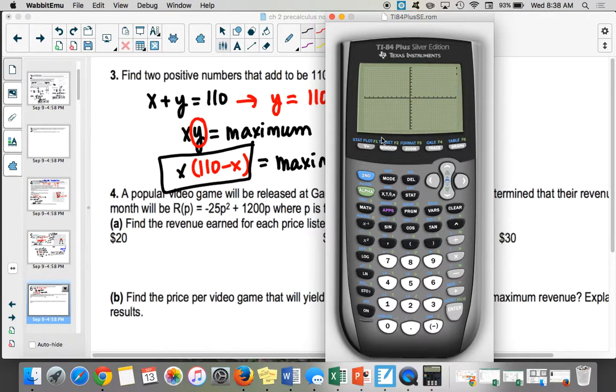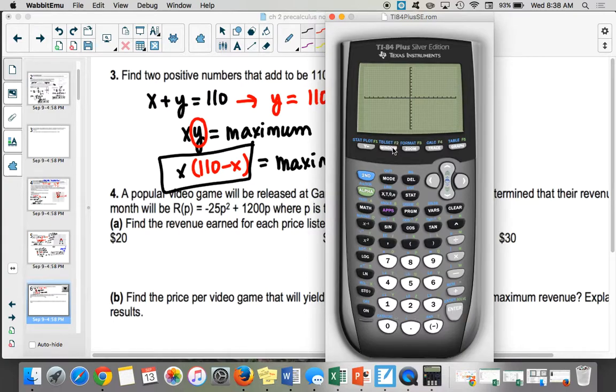So when you hit graph, I'm on the standard window right now. I can't see anything. It looks like there's nothing that's even been graphed. Okay, but if you think about this, this should be a downwards parabola. Do we see why it's a downwards parabola? Because you'd have 110x minus x squared, a negative x squared term. Okay, so we need to figure out where it is.